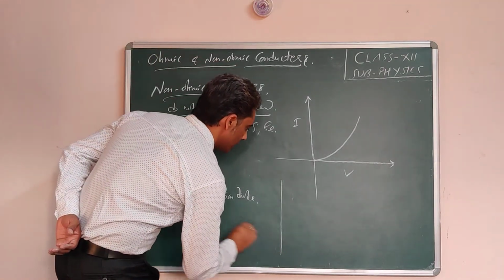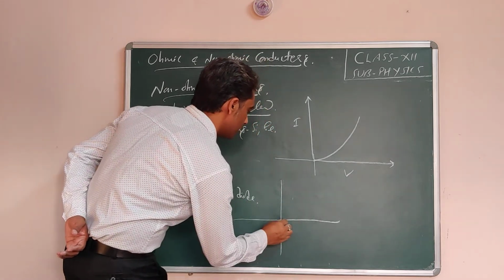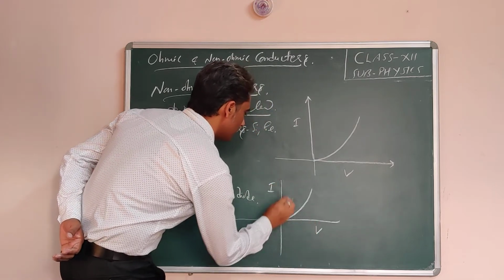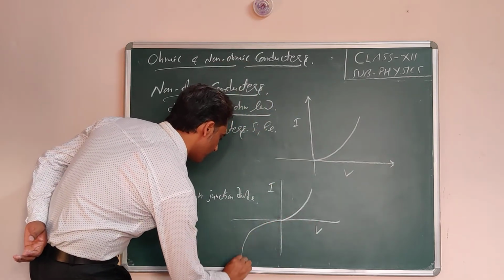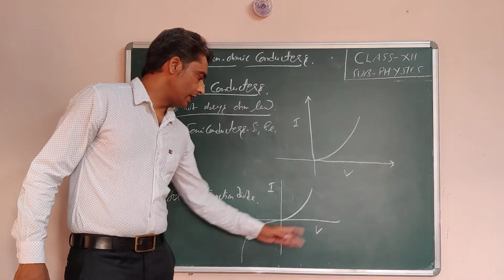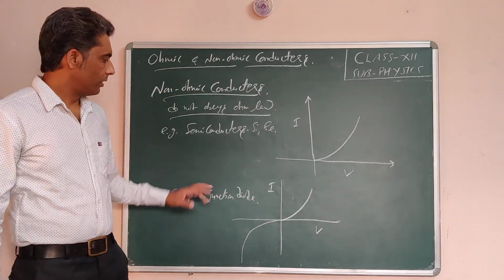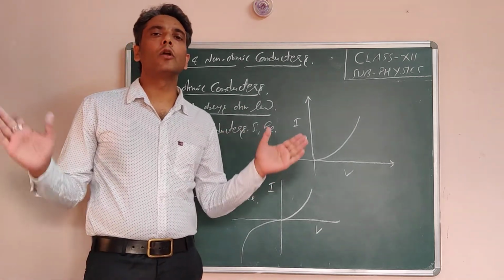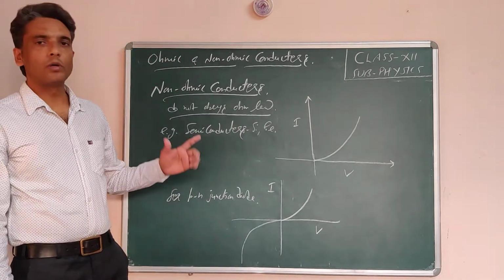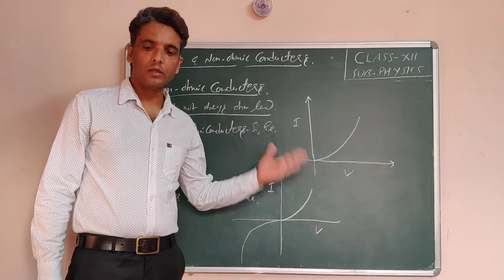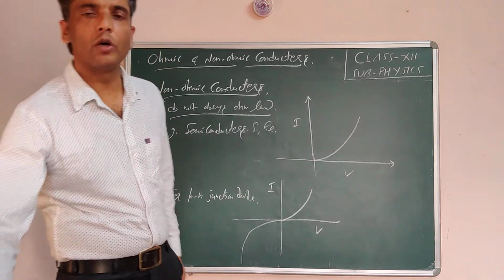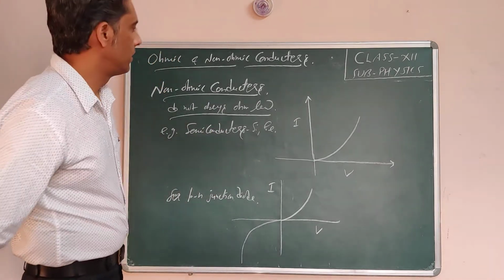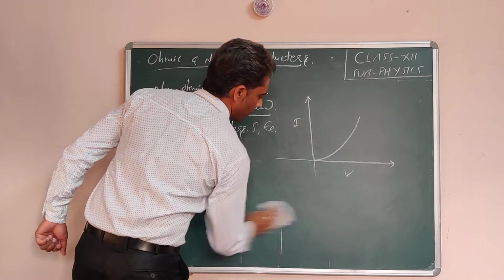There, you will see the graph between V and I is like this. It is different for positive potential and negative potential. So again, this PN junction diode is also not an ohmic device, it is non-ohmic. So this is about ohmic and non-ohmic conductors. Ohmic are those which obey Ohm's law, and non-ohmic conductors are those which do not obey Ohm's law. Next we will discuss the combination of resistors.